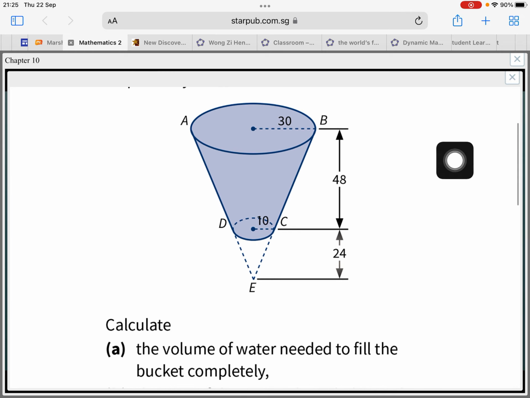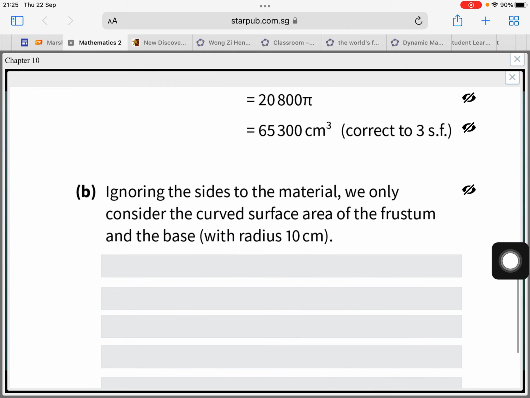So same thing, to find this curved surface area, I will take the bigger curved surface area, subtract the smaller curved surface area, then add in the small base area. Okay, so let's get to that.